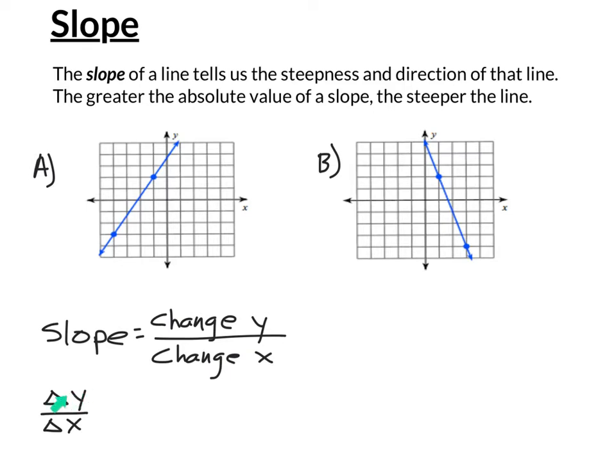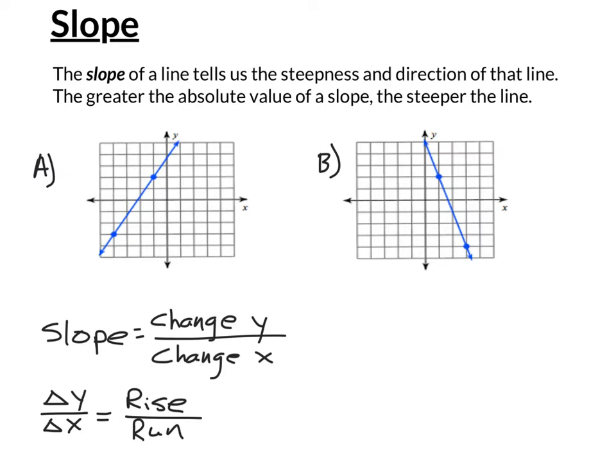Since y is the vertical direction, another word we use for the change in the vertical direction is rise, right? The rise is the measure of how much a line goes up. Delta x is the change in the horizontal direction. The word we use for that is run. So when I look at a line, like in example A, we can find the slope of that line by finding the rise and the run between any 2 points on that line.